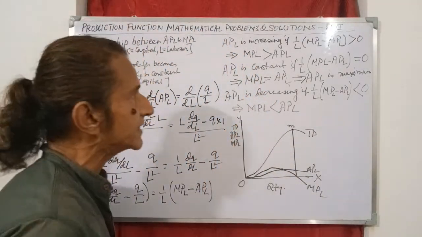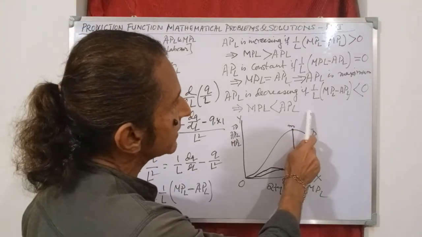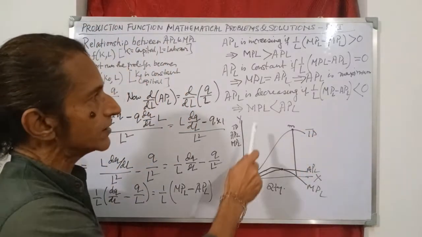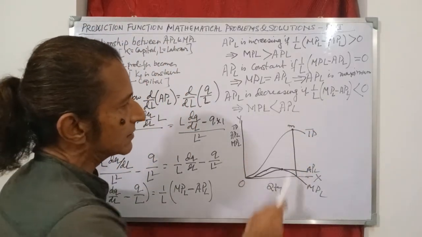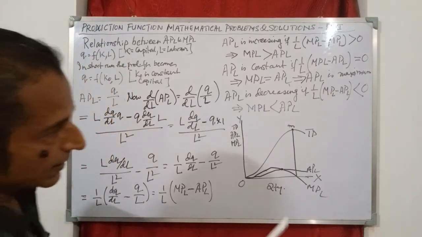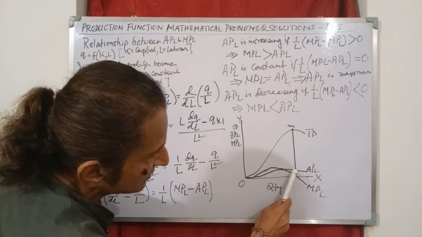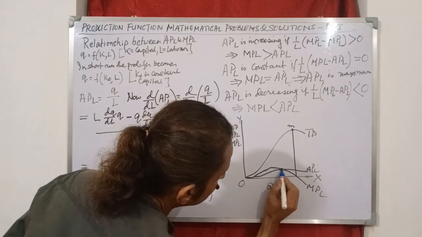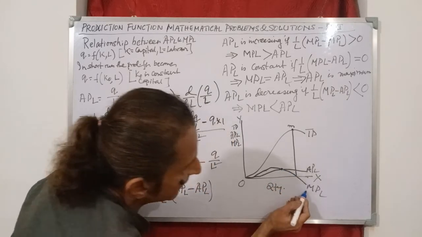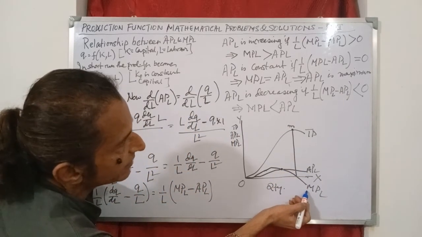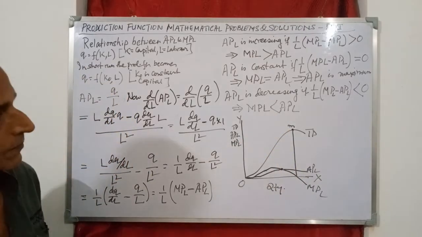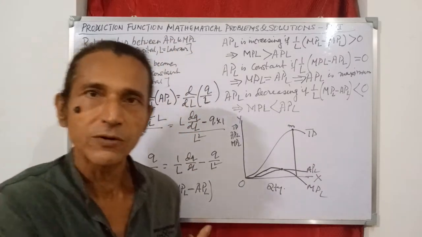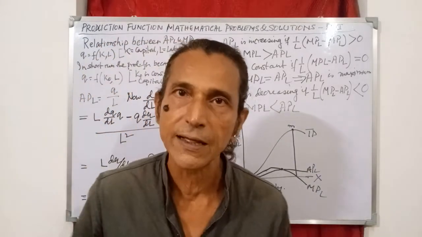Next, APL is decreasing if 1/L into (MPL minus APL) is less than 0. That is when MPL is less than APL. Look at here. When APL is falling, because at this point APL has reached its maximum, beyond this point APL is falling and MPL lies below APL. That means MPL is less than APL. Correct? So this is all about the relationship between MPL and APL.